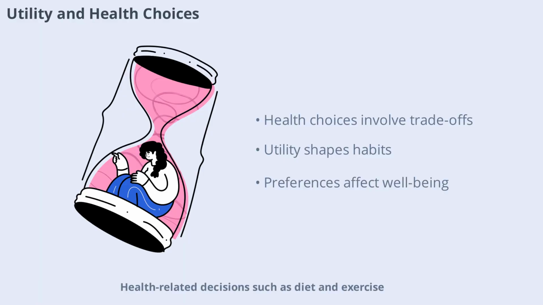Health-related decisions, such as diet and exercise, are influenced by utility and preferences. People weigh the immediate satisfaction of unhealthy foods against the long-term benefits of healthy choices. Understanding these trade-offs can help design better health interventions and encourage healthier lifestyles.